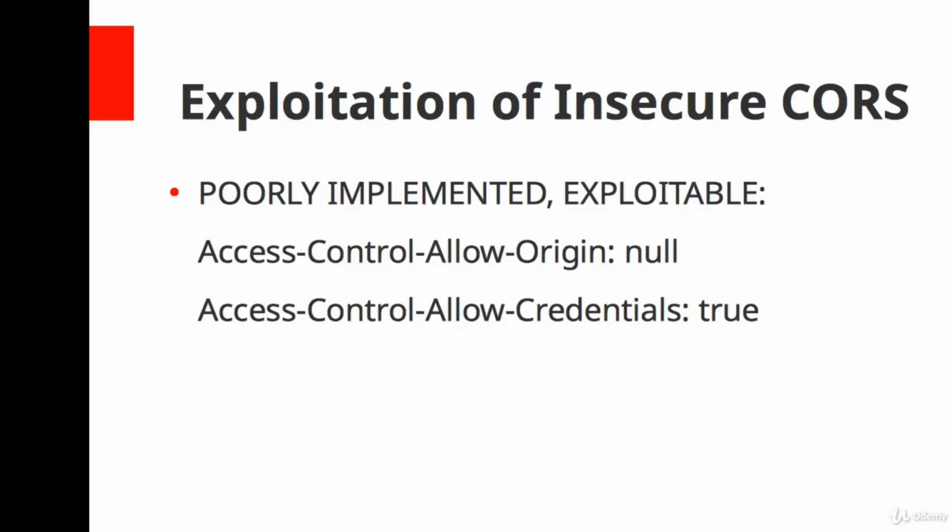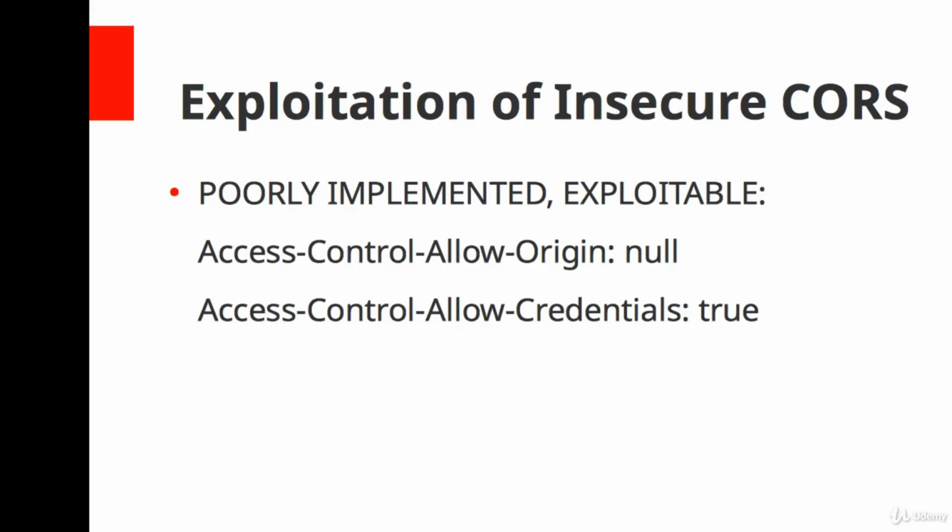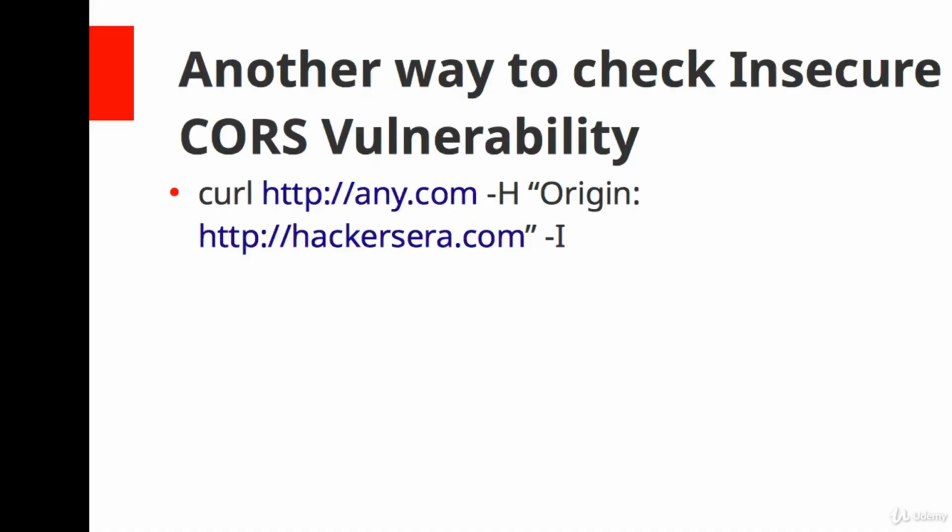If you find Access-Control-Allow-Origin: null and Access-Control-Allow-Credentials: true, this is poorly implemented but exploitable. And if you find something like Access-Control-Allow-Origin: star, it's poorly implemented but not exploitable. It's a misconfiguration but not exploitable. Another way to check for insecure CORS vulnerability is by curl command. You give curl, space, the URL, space, you just add the header Origin, and you can filter the response header only by -i.